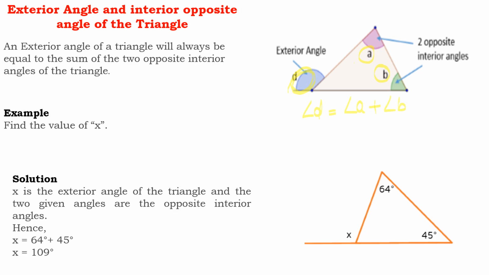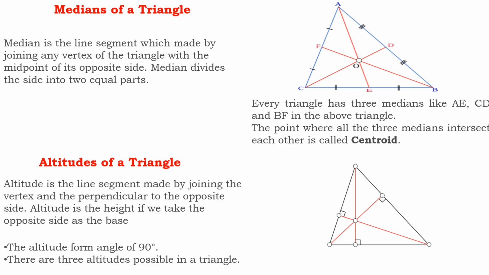Fine. So if A and B are given, you can tell me the value of D. If D is given, you will at times get the ratio of A and B and you can calculate the value. Please look here for one example. For the given figure, you have to find the value of x. Then how much is x? X will be equal to 64 degrees plus 45 degrees, that is equal to 109 degrees. Is it fine? This is very easy, and you have to remember this property. It is used in many questions at times.